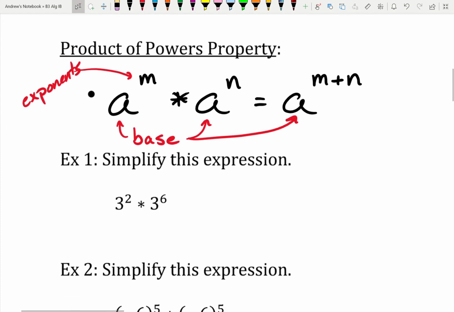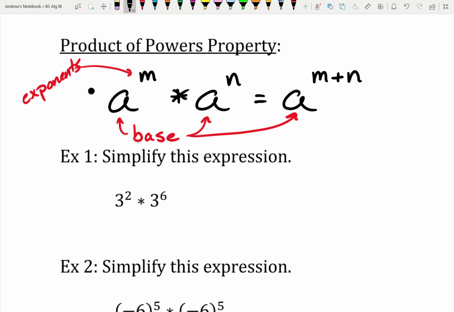Okay. So like I just said, this one down here, we've got the same base. They both have 3's, so that's good. We can use that property.